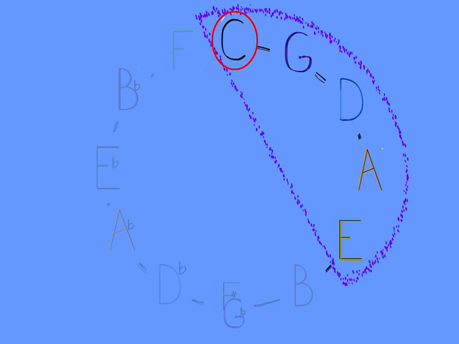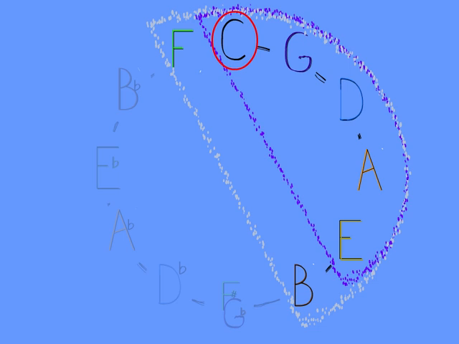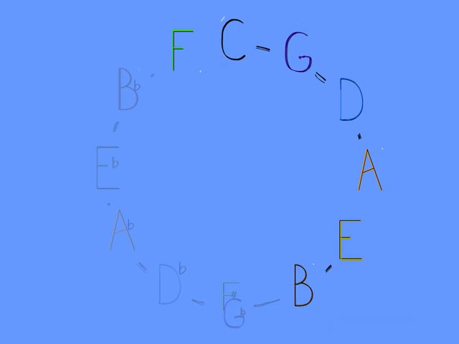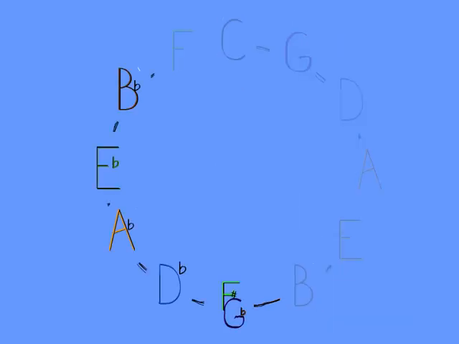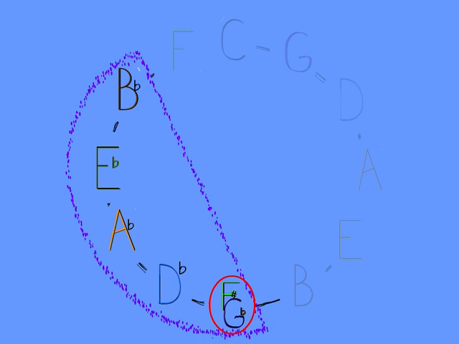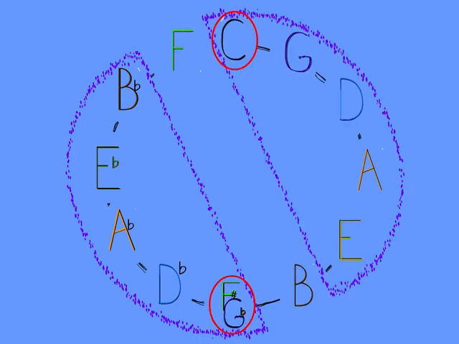Here's the C pentatonic scale, C, D, E, G, A. It's the C major scale with the 2 end notes left off. We can find another pentatonic scale on the opposite side of the circle. It's the G-flat pentatonic scale, G-flat, A-flat, B-flat, D-flat, E-flat. This one's also called the F-sharp pentatonic scale. In between these 2 pentatonic scales is our tritone pair from the C major scale, F-B.